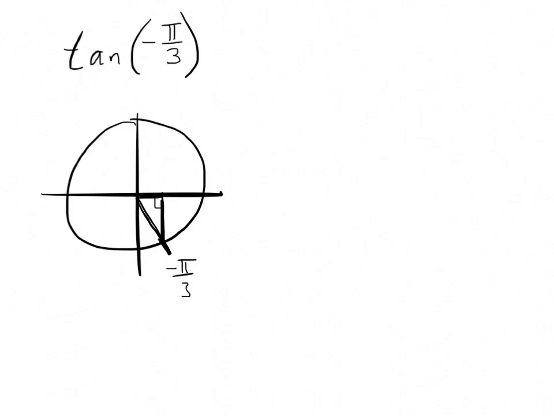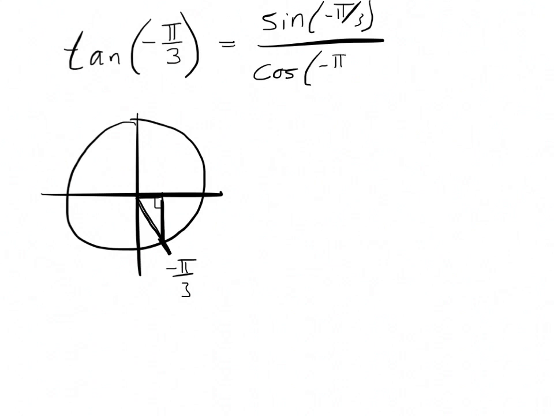From there, we use an identity to put this back in terms of sine and cosine. So tangent, it so happens, is sine over cosine. So that's the sine of negative pi over 3 over the cosine of negative pi over 3. Great. So from the first video, this just means that I need to look at the y-coordinate over the x-coordinate of the point that I just found.